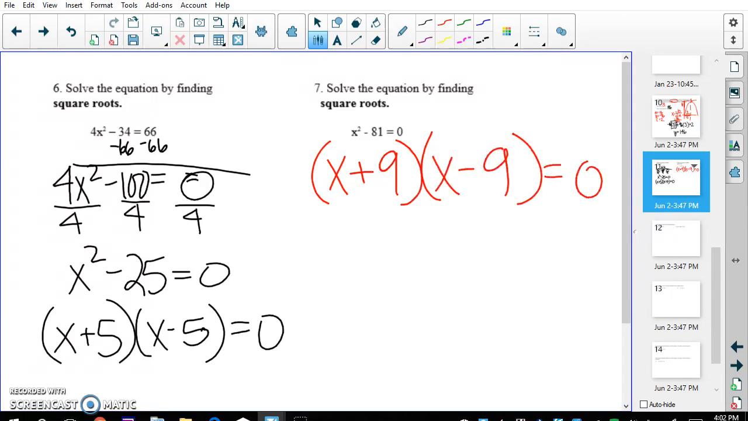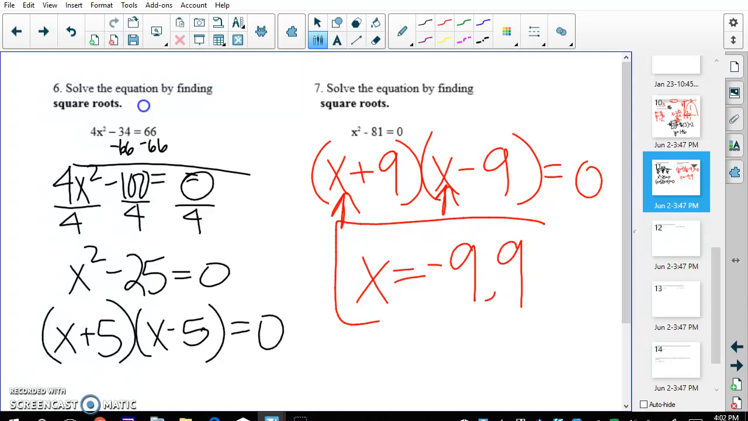Do you see where the positive 9 and the negative 9 came from? If that's the case, then I know that x equals negative 9 or positive 9. That might be a better way for you to get an answer. Either that or you could have just added the 81 and gotten x squared equals 81. But then do you personally know that you get positive 9 and negative 9 for that?